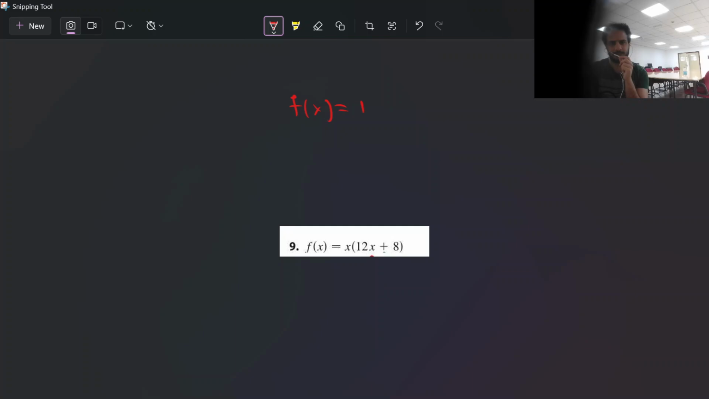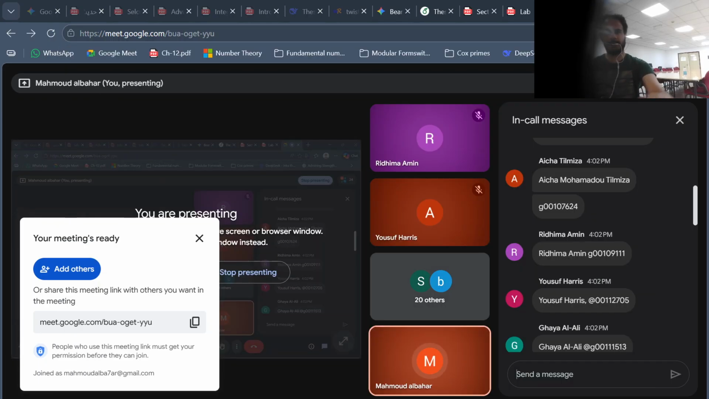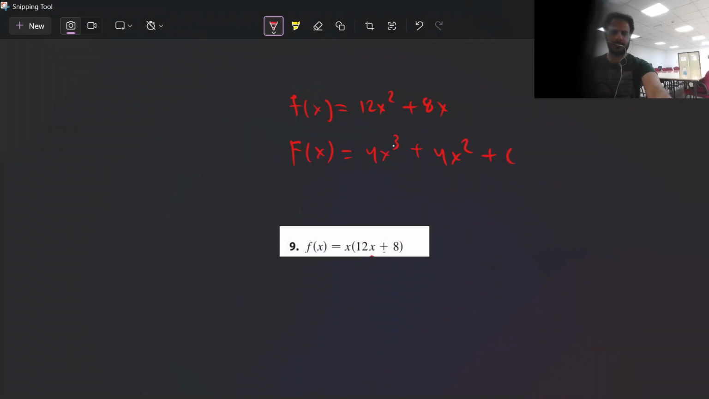So we have 12x squared plus 8x. And then we integrate. So we get 4x cubed plus 4x squared. So we add 1, it becomes a 3, divide by 3, 12 over 3, 4, and same with the other one. 8 divided by 2 is 4. Now, thank you. Let's also add constant.